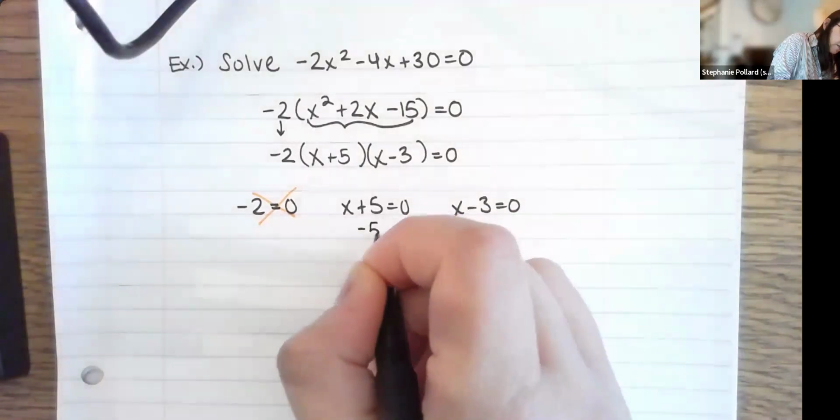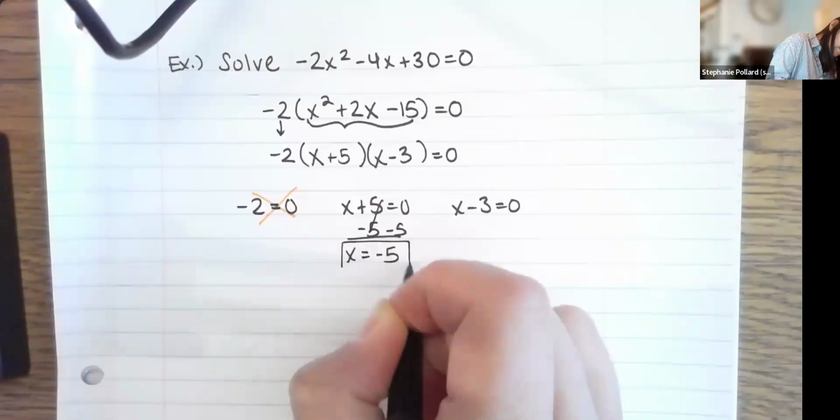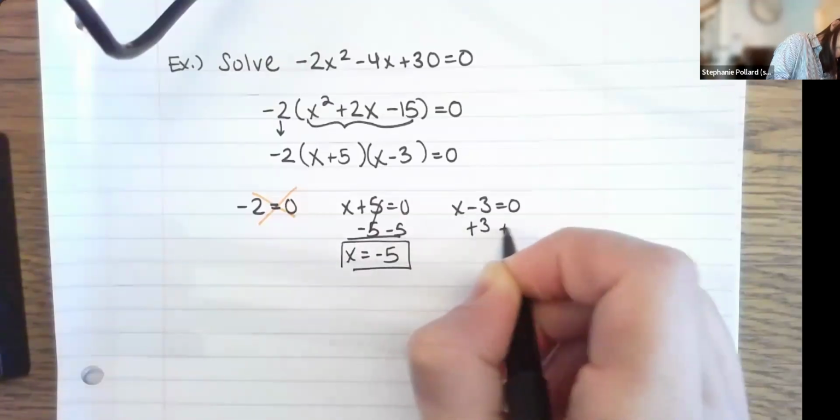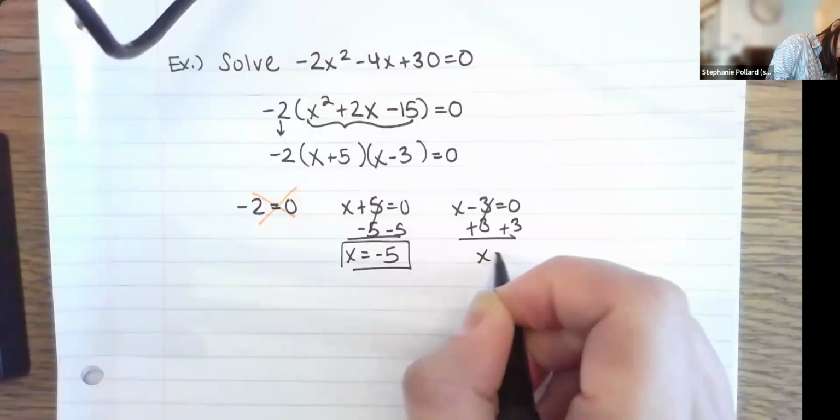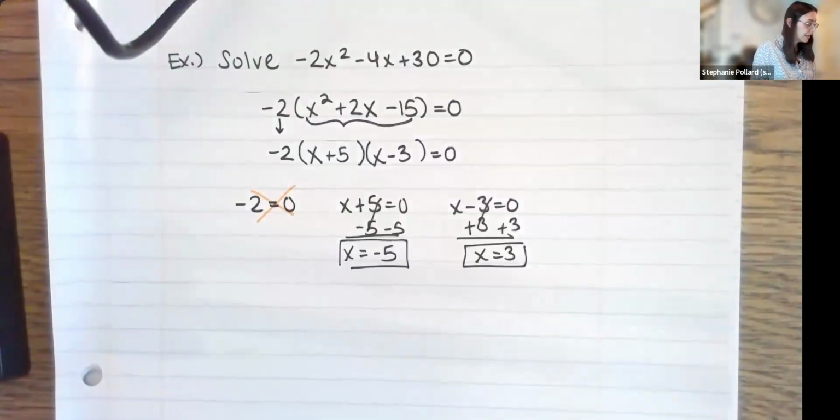So here I'll subtract 5 from both sides. Here I'll add 3 to both sides. And I have my two solutions here of x equals -5 and +3.